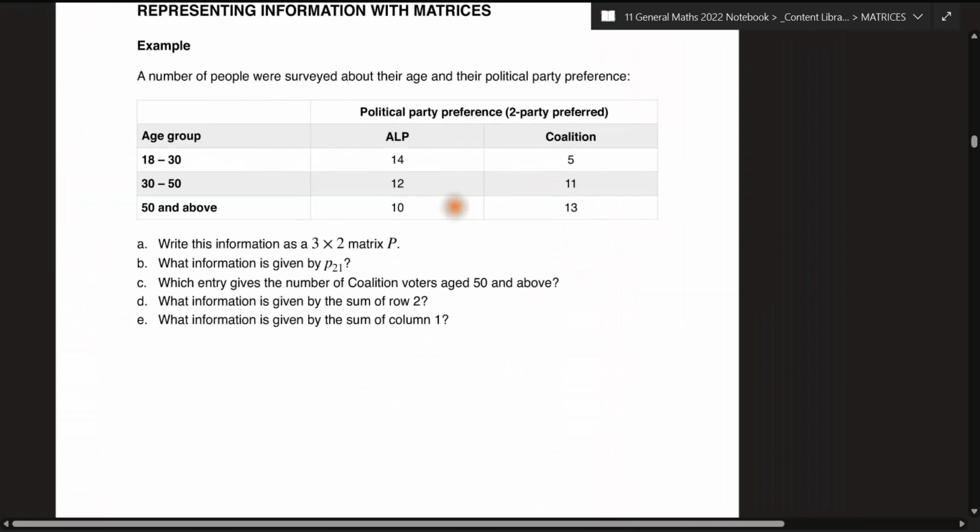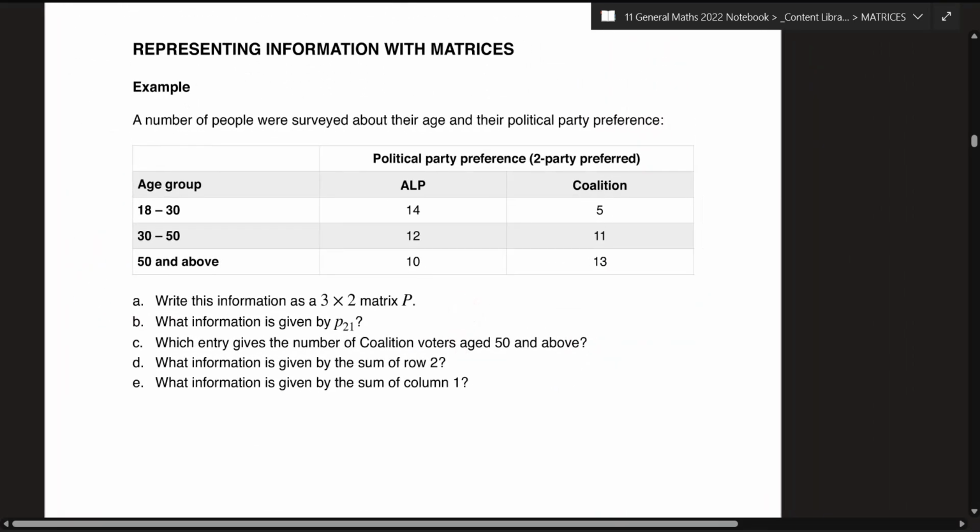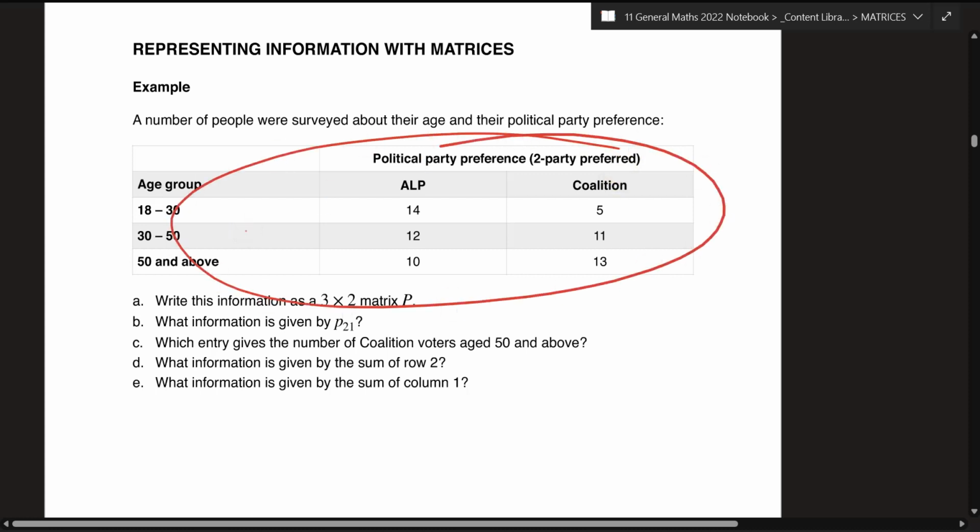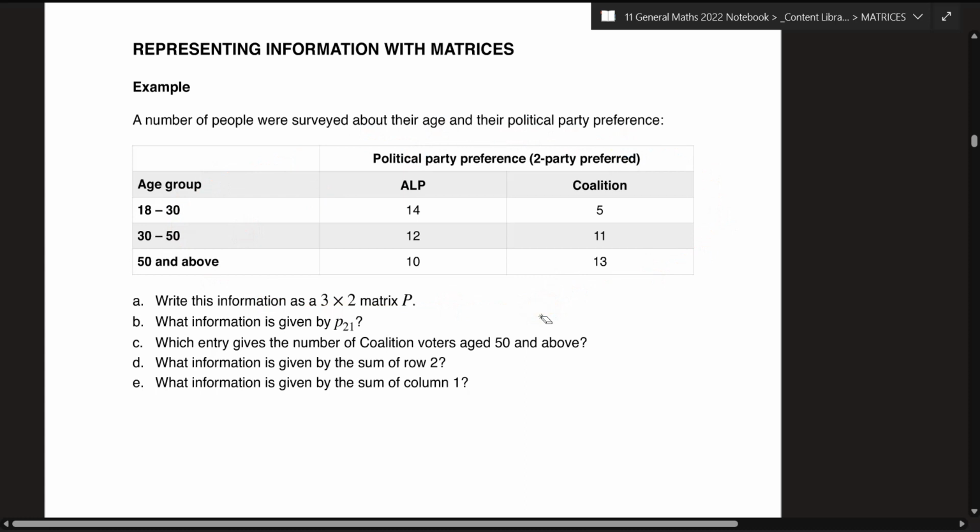Last example, then you guys can start working. So we need to now understand some applications for matrices and why they could be helpful. In this example, a number of people were surveyed about their age and their political party preference, which they preferred as a political party. For now, just understand that you've got the age groups over here, and then you've got the political parties over here. So these are all the age groups, and these are the parties that they chose. Age group, that's the party they chose. 15 and above, that's the party they chose.